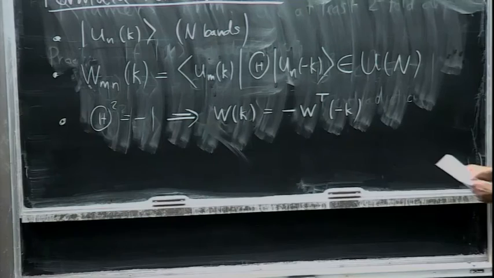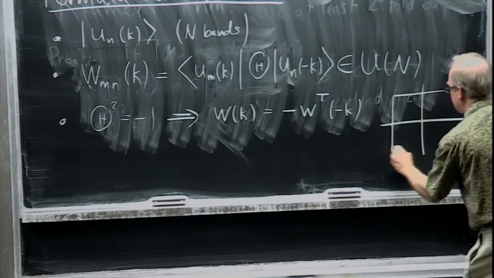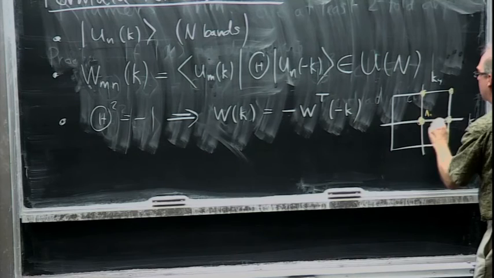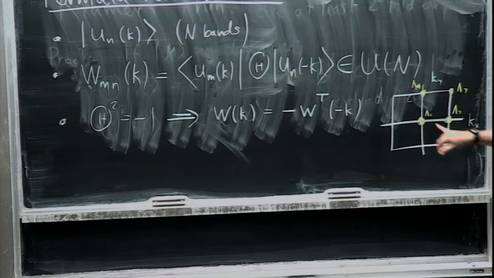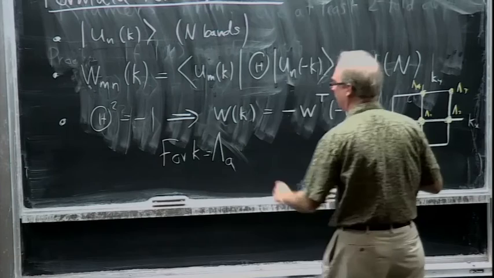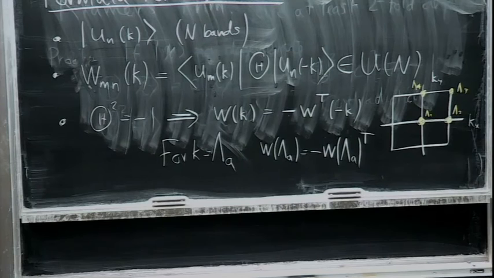So what this means in particular is that if I look at a Brillouin zone, kx, ky, there are these four special points, where zero is equal to minus zero, pi zero is equal to minus pi zero, pi pi is equal to minus pi minus pi. So for these four points, k is equal to minus k. In particular, for k equal to one of these time reversal invariant points, W is a skew symmetric matrix. It's anti-symmetric if I interchange the rows and columns.